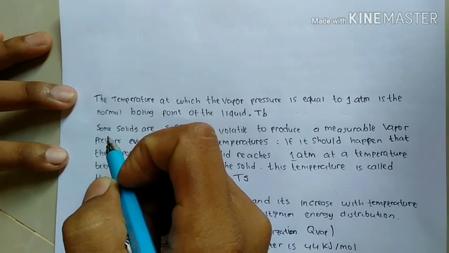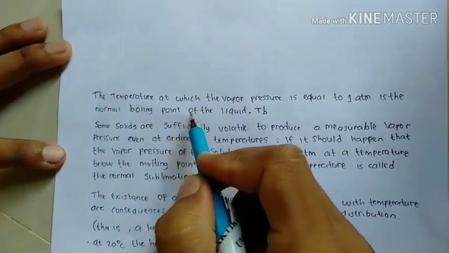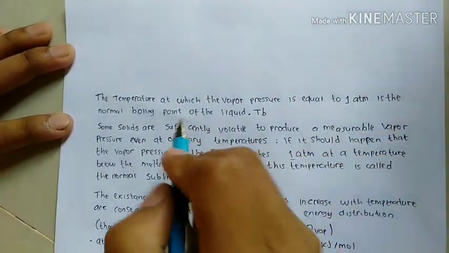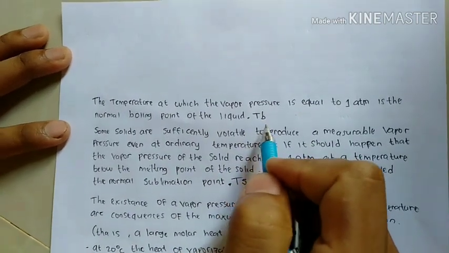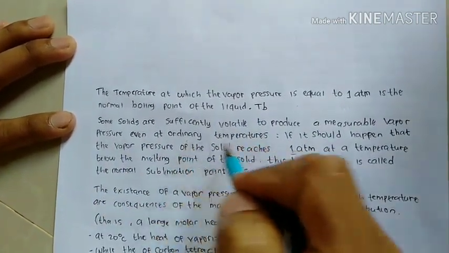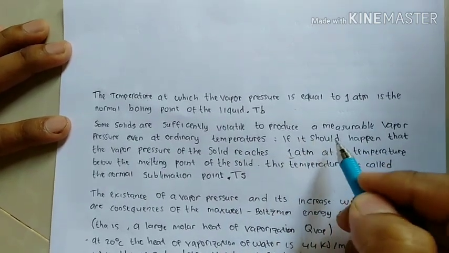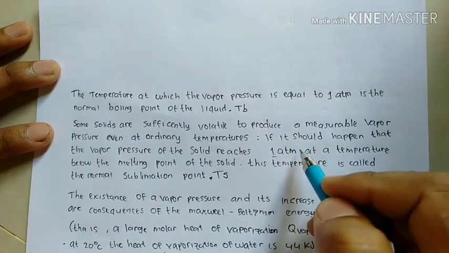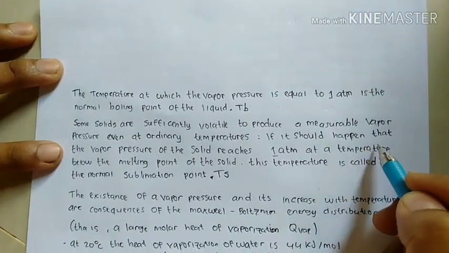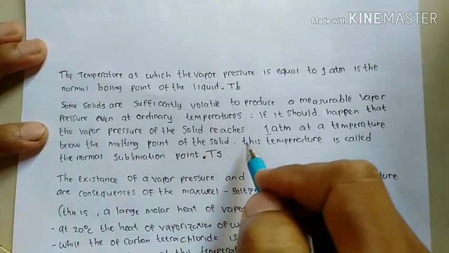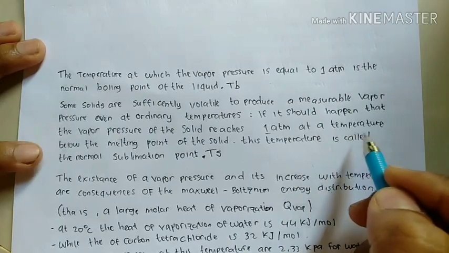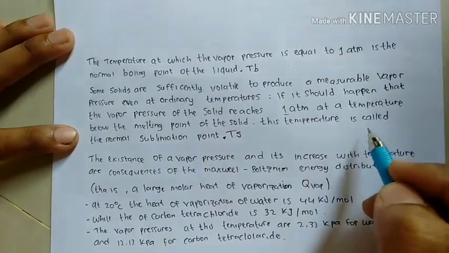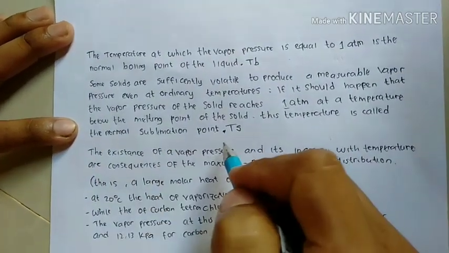It increases rapidly with temperature. The temperature at which the vapor pressure is equal to 1 atm is the normal boiling point of the liquid, Tb. Some solids are sufficiently volatile to produce a measurable vapor pressure even at ordinary temperature. If it should happen that the vapor pressure of the solid reaches 1 atm at a temperature below the melting point of the solid, this temperature is called the normal sublimation point.